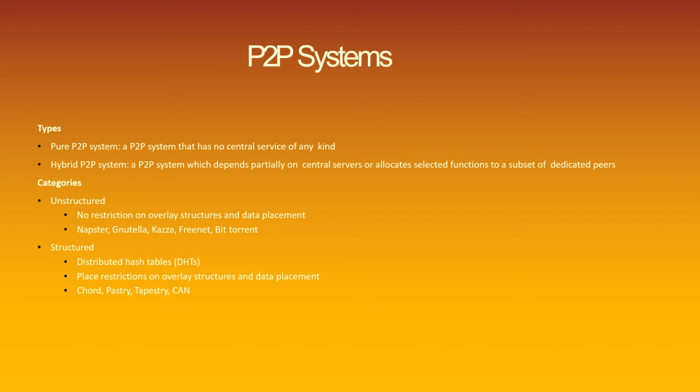And coming to the categories of the P2P system, here we have two categories, the unstructured and structured. Let us know about the unstructured P2P system. There is no restriction on overlay structures and data placements. They are like Napster, Gnutella, Kazaa, Freenet, BitTorrent. And coming to the second category, the structured category, it's distributed hash tables and place restrictions on overlay structure and data placement, like Chord, Pastry, Tapestry, CAN.